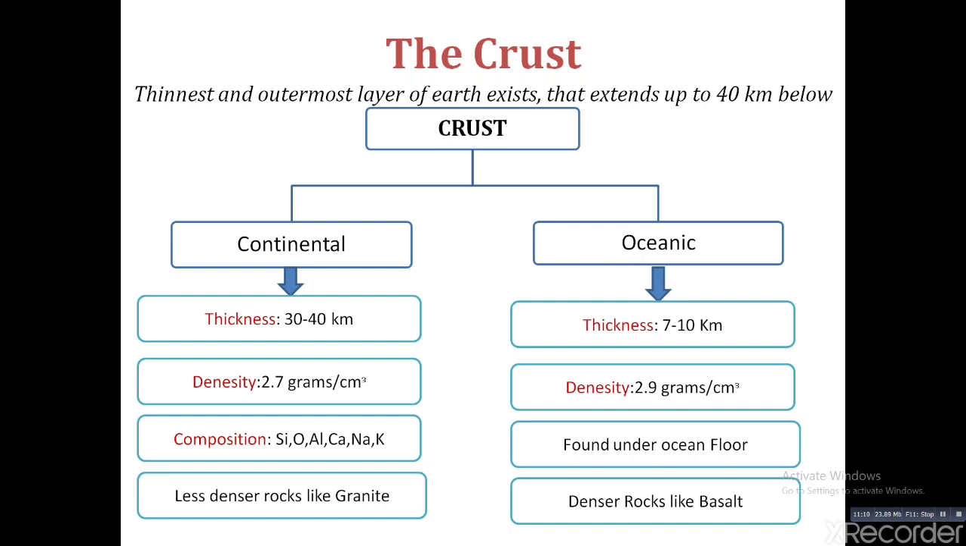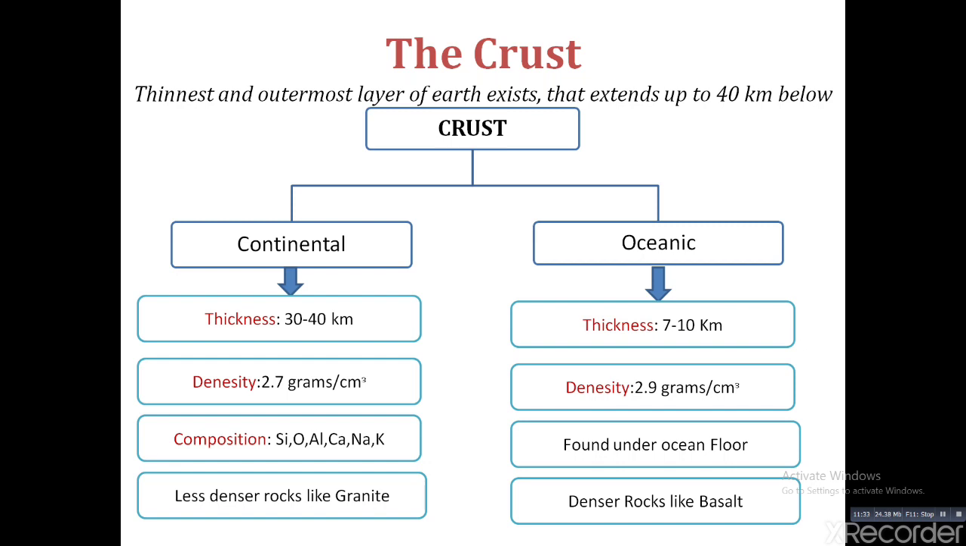In the next, the oceanic layer, the thickness of this layer varies from 7 to 10 kilometers. The density of the rocks in this layer is 2.9 grams per cubic centimeter. This layer is found under the oceanic floor, and the rocks in this layer are denser, like basalt.